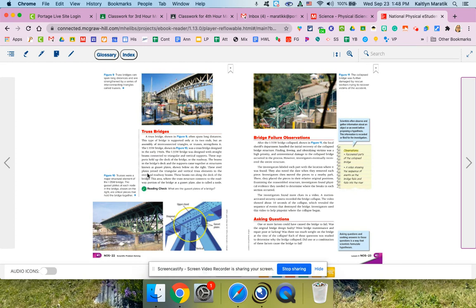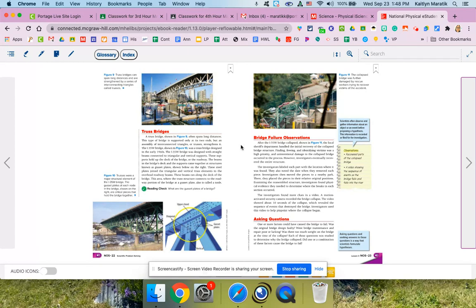These steel plates join the triangular and vertical truss elements to the overhead roadway beams. These beams ran along the deck of the bridge. This area, where the truss structure connects to the roadway portion of the bridge at a gusset plate, is also called a node. So you can kind of see it here. That gusset plate is like that big thing keeping them all together.